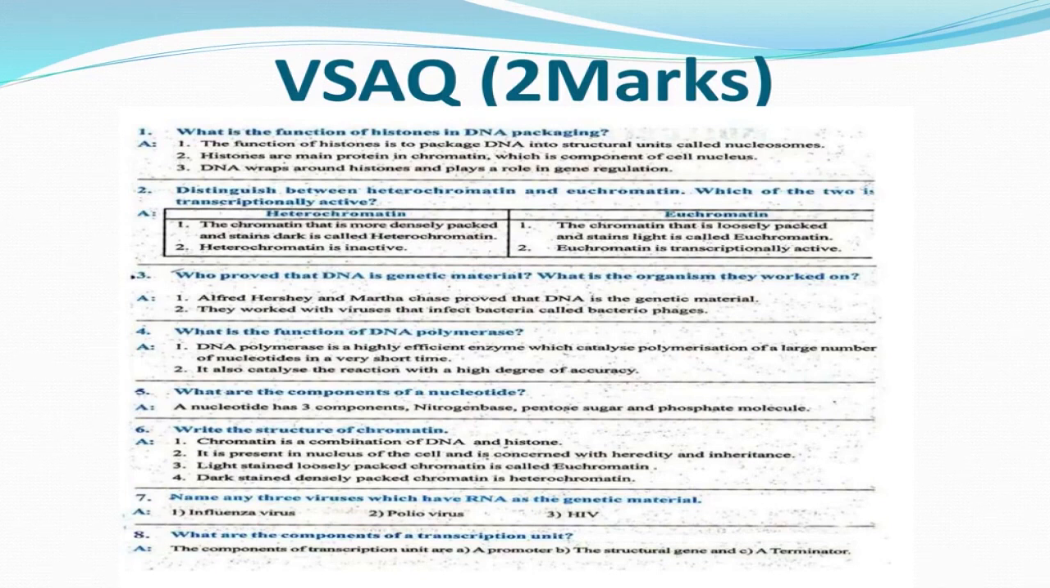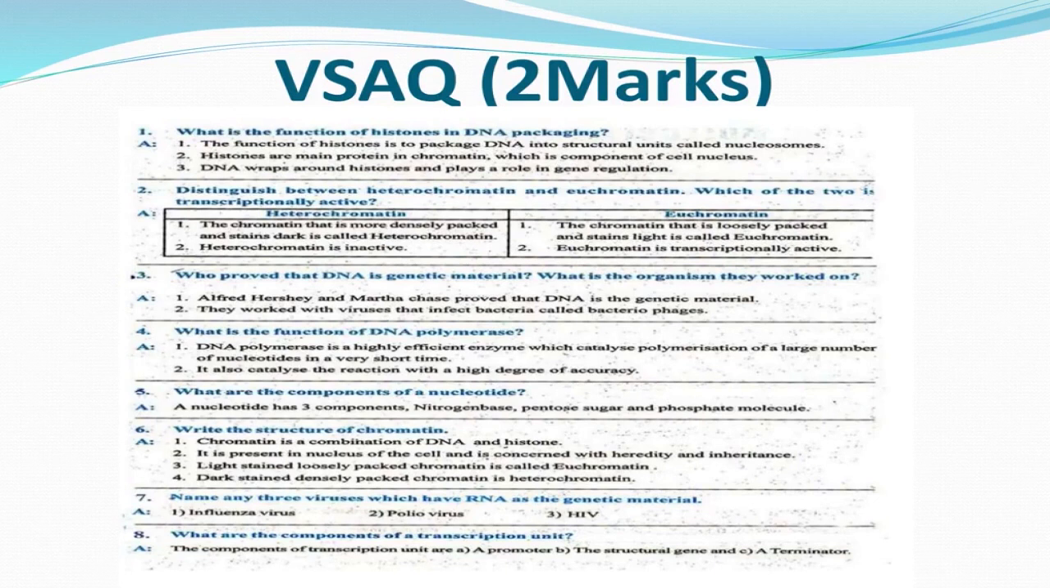And the second question is: distinguish between heterochromatin and euchromatin. Which of the two is transcriptionally active? So the differences between heterochromatin and euchromatin. Heterochromatin is the chromatin that is more densely packed and stains dark.